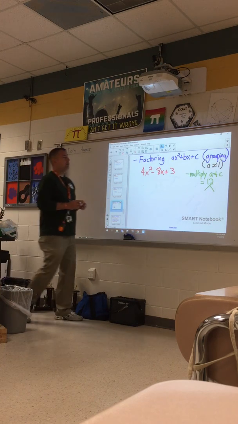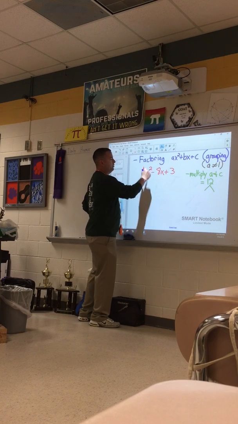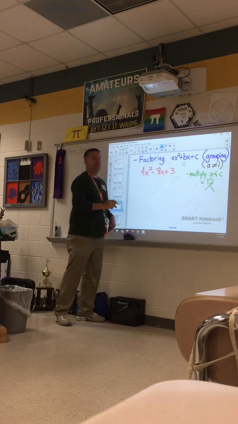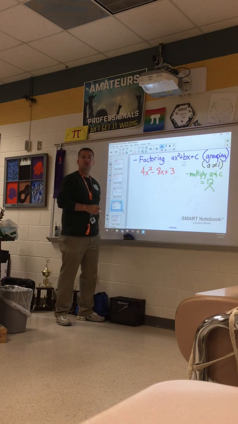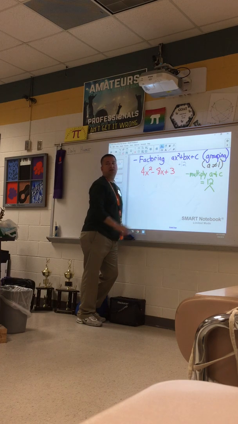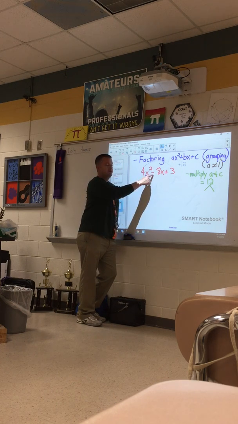Alright, factor when a is not 1. Okay, this is when you gotta do the rainbow thing. Okay, 4 times 3 is 12. What are the factors of 12 that add to negative 8? This is positive, so they both have to be the same sign. Negative 6 and negative 2.